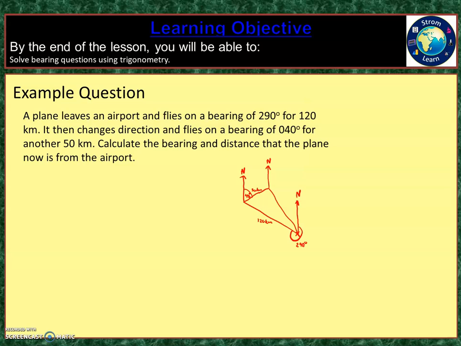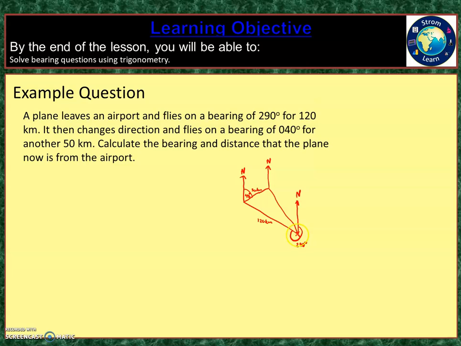Well, let's have a think about this. I've got two lengths of the triangle. I need to find another one. There's probably a lot of things I can do here to work out the angle I'm missing, because I could use alternate angles, corresponding angles, or co-interior angles, and that's because all these north lines are parallel to one another, because they're all in the same direction, which is north. So what should I go for here?